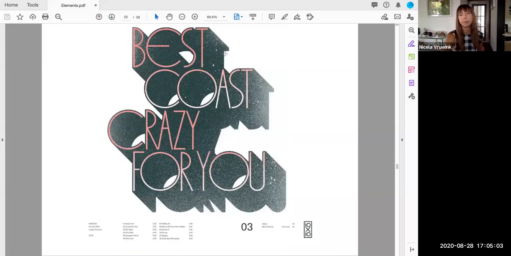And then I love this Best Coast Crazy For You album cover with this dreamy atmospheric star-studded texture that's happening, almost like diamond dust too. And that's very symbolic of their sound. They kind of have this spacey atmospheric, dreamy pop sound to them.